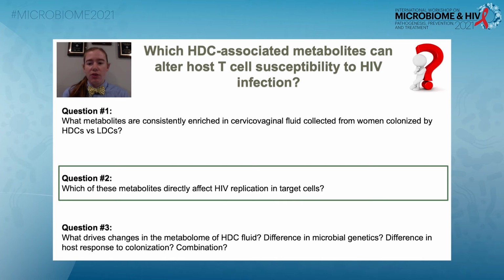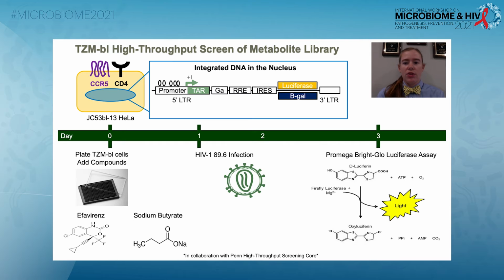So now that we know that there are clear changes in the metabolome, we wanted to address whether or not any of these could affect HIV replication. So to answer this question, we screened a large library of over 500 metabolites to identify putative enhancers and inhibitors of HIV infection. So here's the workflow of the screen. We use cells that express the HIV receptors and pre-treat them with metabolites for 24 hours before infecting with a dual-tropic HIV. Then 48 hours later, we can conduct a luciferase assay as a proxy to measure virus replication.